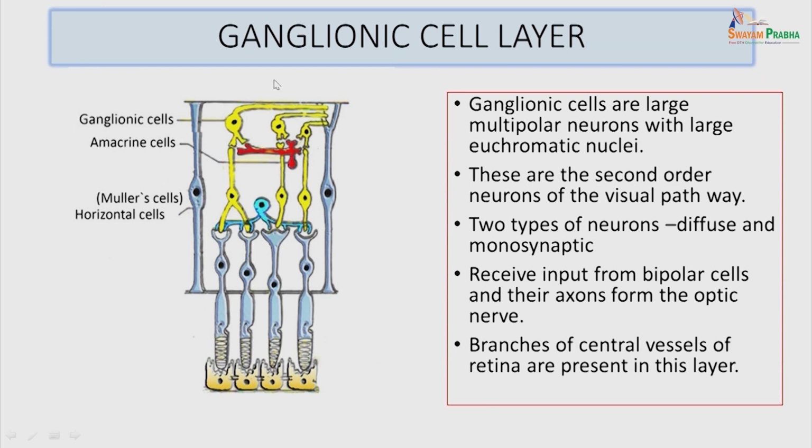In the diagrammatic representation of the microscopic study of retina, you are seeing the ganglionic cells here. This is the ganglionic cell. And these are large multipolar neurons.